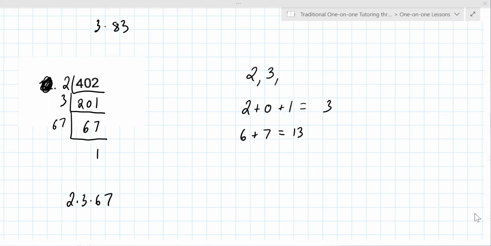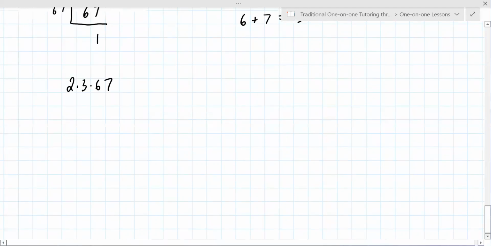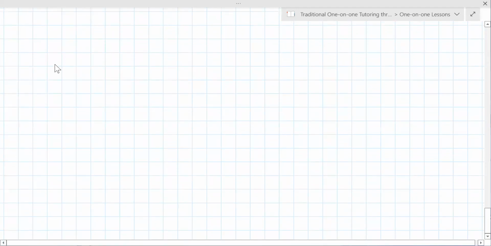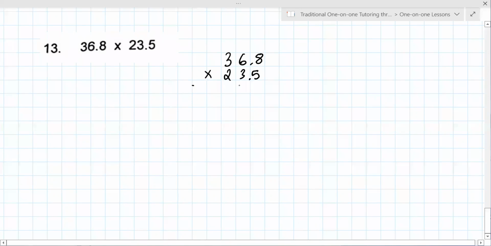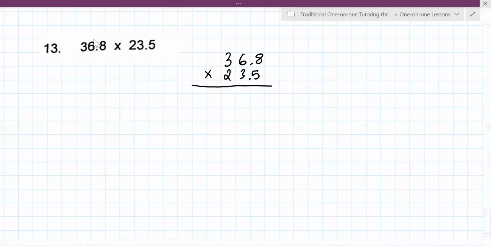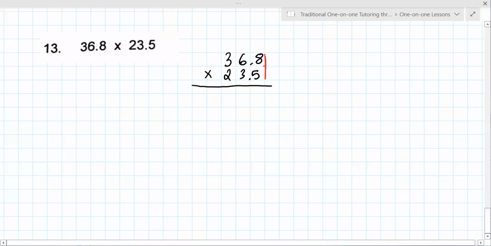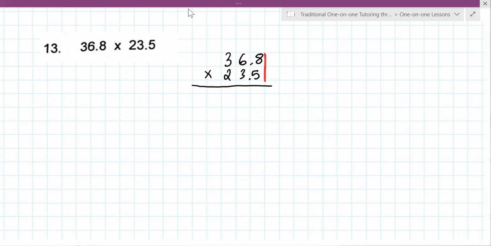Okay, we can move to 13 whenever you're ready. Okay, I'm ready. All right, so let me get this snipped in. Whenever you're multiplying, you want to go vertical. So we'll have 36.8 and then 23.5. And you do want them to line up. So you want this right side to be lined up for sure. Even if they have different decimal lengths, you still line them up.